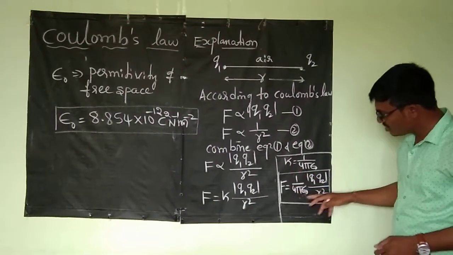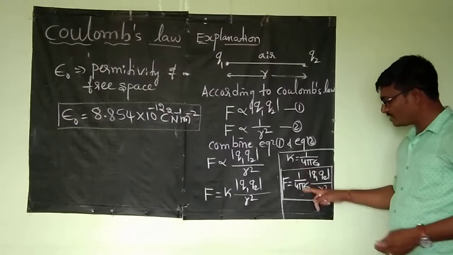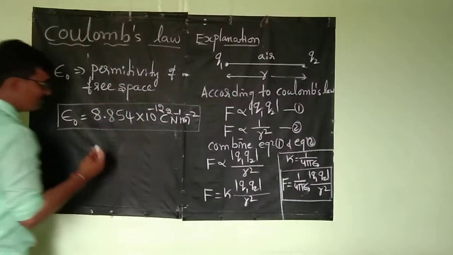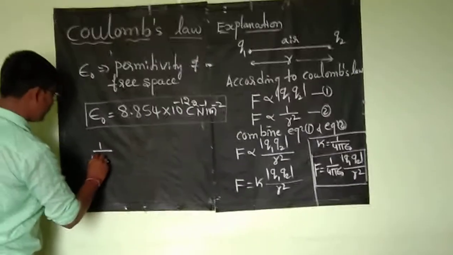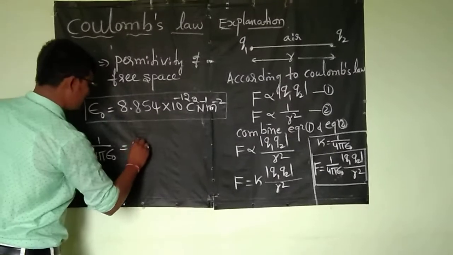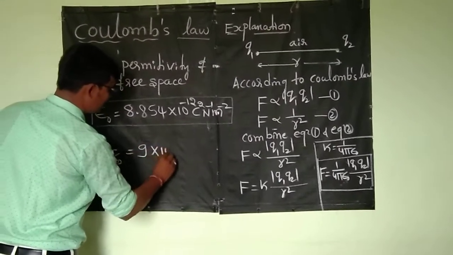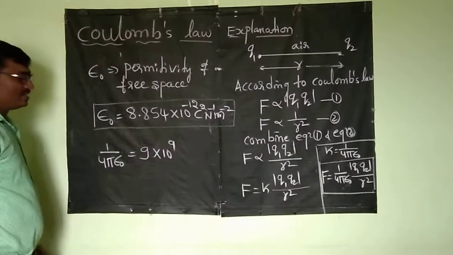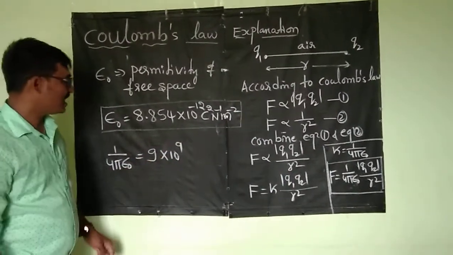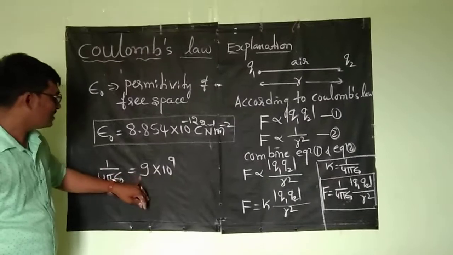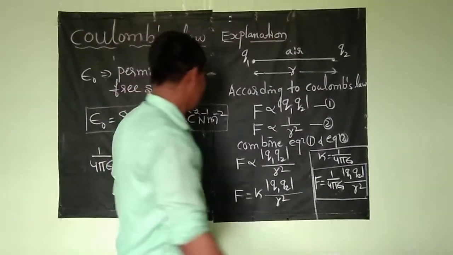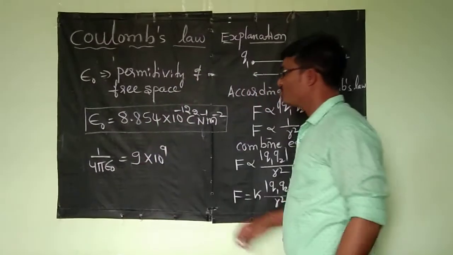But we don't know the value of 1 divided by 4 pi epsilon naught. It is also one of the standard values, so directly we can write 9 into 10 to the power 9. Let us see how it comes. That is, 1 by 4 pi epsilon naught is equal to 9 into 10 to the power 9. Okay, this is about Coulomb's law.